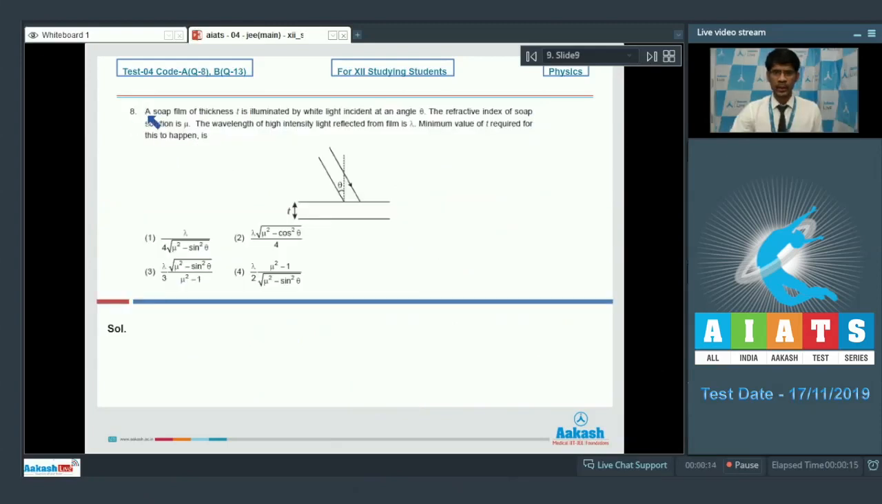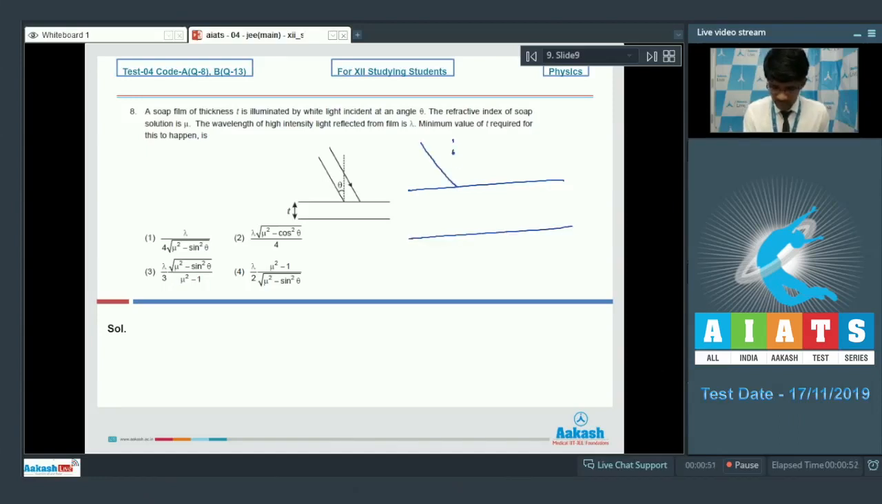Here in question number 8, a soap film of thickness t is illuminated by white light incident at an angle theta. The refractive index of the soap solution is mu. The wavelength of high intensity light reflected from the film is lambda. The minimum value of t required for this to happen is, we need to find the minimum width of this soap solution so that we shall get the maximum along the reflected side. Well, a bit of a classic question, and it requires a bit of calculation here.